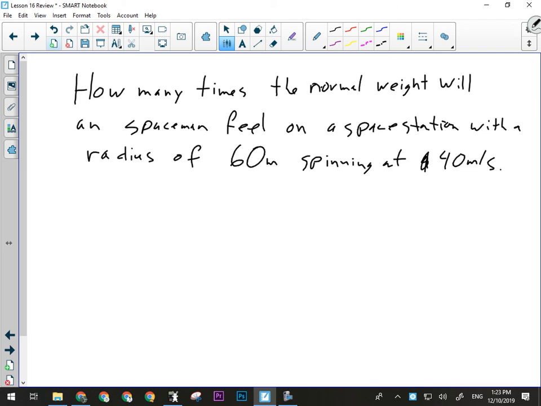Okay. So we've got a spaceman on a space station that has a radius of 60 meters, spinning at 40 meters per second, and I want to figure out how many times their normal weight they're going to feel. So for artificial gravity, Fc equals Fg. That's going to mean mv squared over r equals mg. Which one of those variables will allow me to figure out how many times heavier than normal they feel?